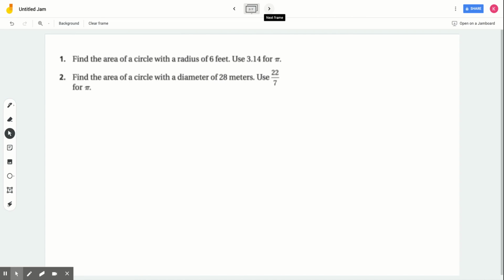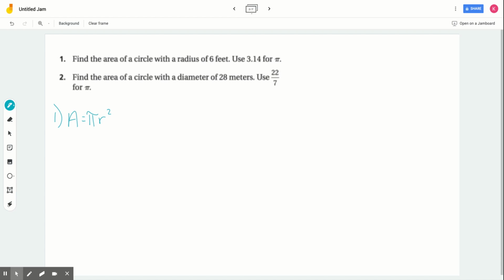So when we look at these first couple questions, it says find the area of a circle with a radius of 6 feet. So we're going to start with number 1 by writing our formula. It's important that we write our formula each time so that way we know that we're putting in the right information to the right spot. And it also helps us remember what the formula is for future problems.